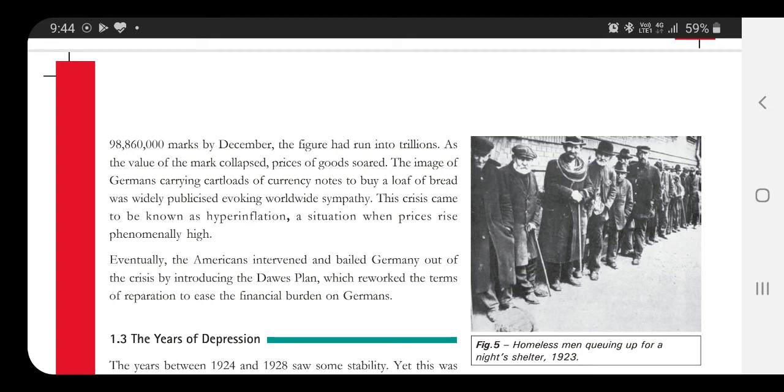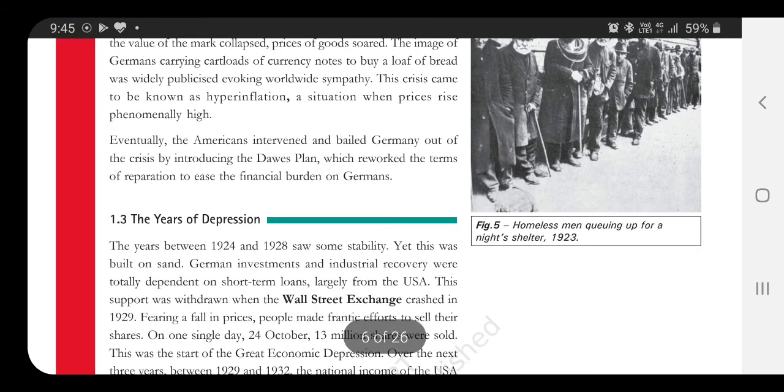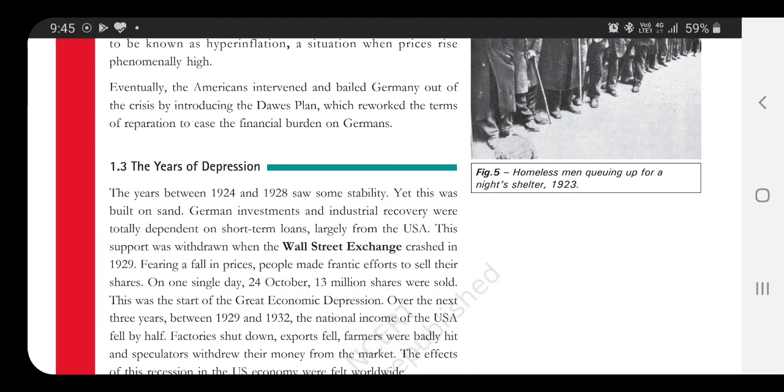The image of Germans carrying cartloads of currency notes to buy a loaf of bread was widely publicized in newspapers, evoking worldwide sympathy. This crisis came to be known as hyperinflation, a situation when prices rise extremely high. Eventually, the Americans intervened and bailed Germany out of the crisis by introducing the Dawes Plan, which reworked the terms of reparation to ease the financial burden on Germany. The years between 1924 and 1928 saw some stability, but this stability lasted only for a short time.